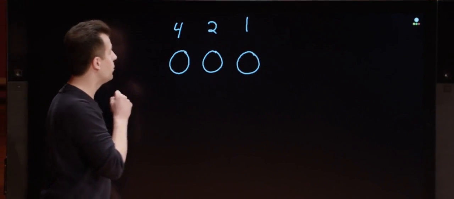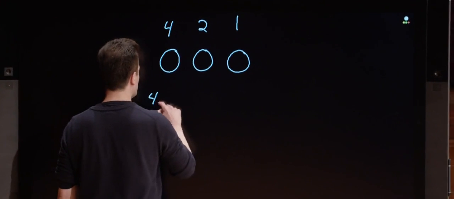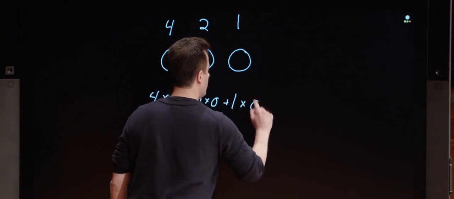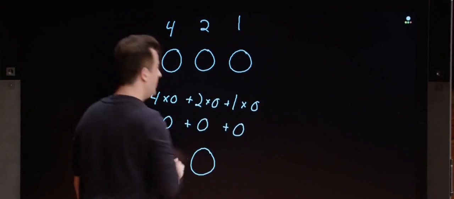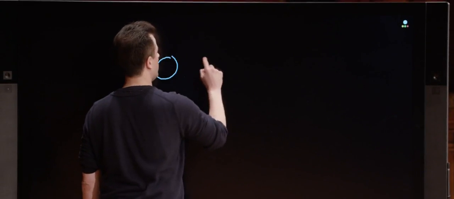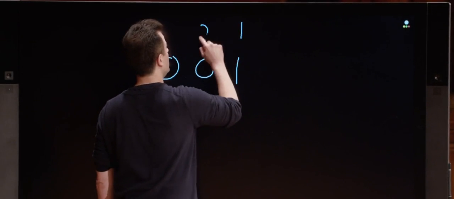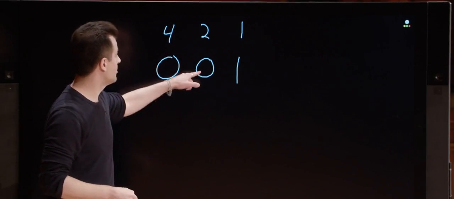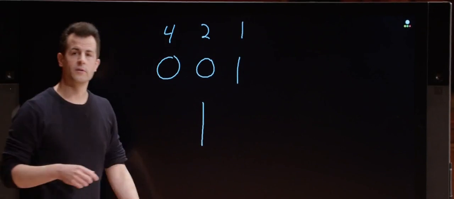And so why is this number 0, 0, 0, the number we humans know as 0 itself? Well, again, if we just do the math, 4 times 0 plus 2 times 0 plus 1 times 0 is, of course, 0 plus 0 plus 0, or the number we humans know as just 0. Well, what if we do another number altogether? Suppose we do this pattern, 0, 0, 1. Well, what number does this represent? Well, if you consider the same columns, 1, 2, and 4, this means we have 4 times 0, which is 0, 2 times 0, which is 0, 1 times 1, which is 1. So this is the number we humans know as 1.